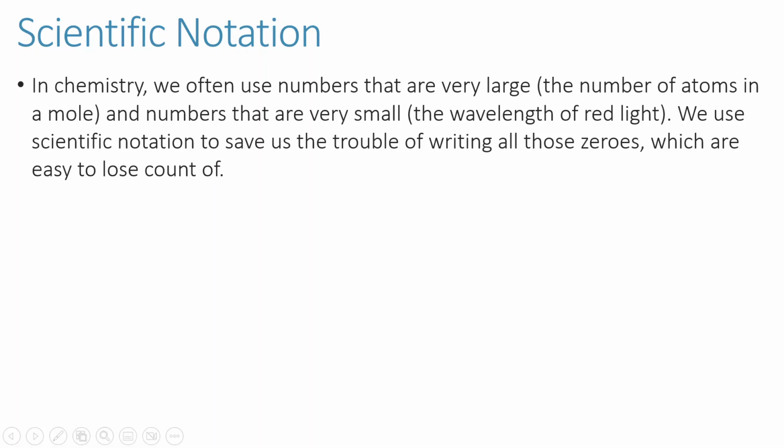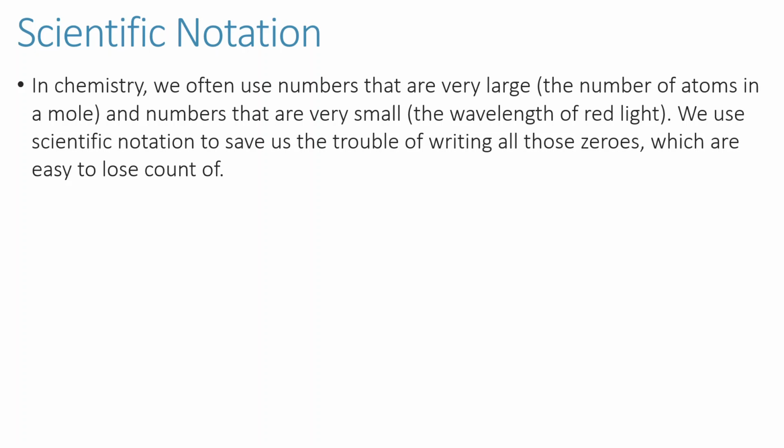Scientific notation. In chemistry, we often use numbers that are very large. For example, if we're looking at number of atoms, before we even have a gram of water, we have to have billions and billions and trillions of water molecules to even see something. We also use numbers that are really small.